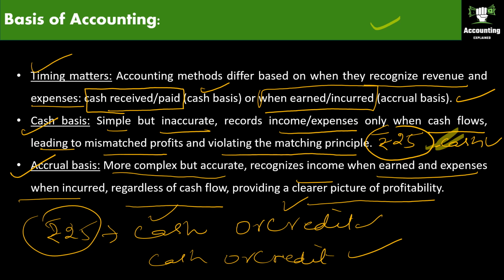Now, how do we select whether we have to follow cash basis of accounting or accrual basis of accounting? When you are a small shop, like this tea shop, which is a very small shop, if you are not going to sell on credit, you can follow cash basis. But when shops are going to sell on credit or when purchases are to be made on credit, then it is good to go for accrual basis of accounting.